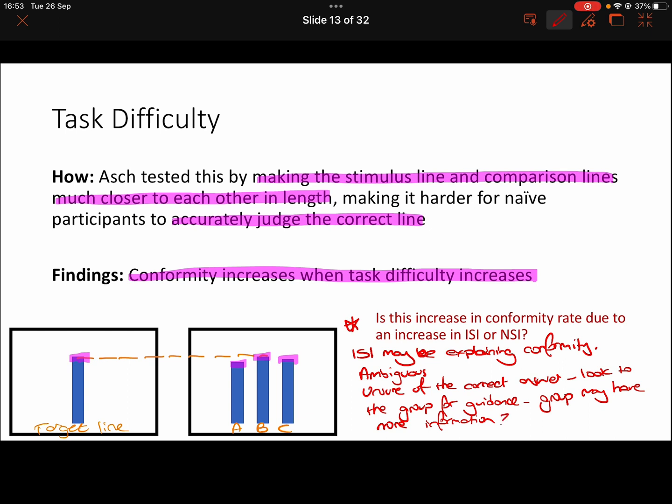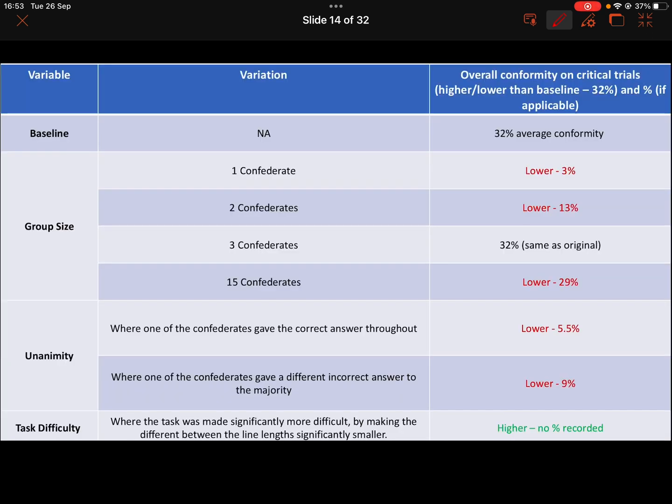So ISI can help explain why when the task gets more difficult, conformity rates increase. Asch didn't report the percentage here, so it's fine to just say it increases when task difficulty increases. That's absolutely fine. So here's the table. This is one that you should commit to memory. This is one that I'm going to test you on lots and lots. So make sure that you're putting in a real effort to remember these percentages. They go a really, really long way in your success in psychology.